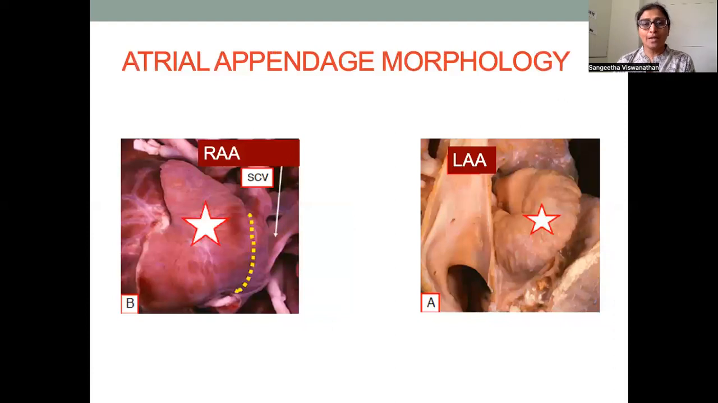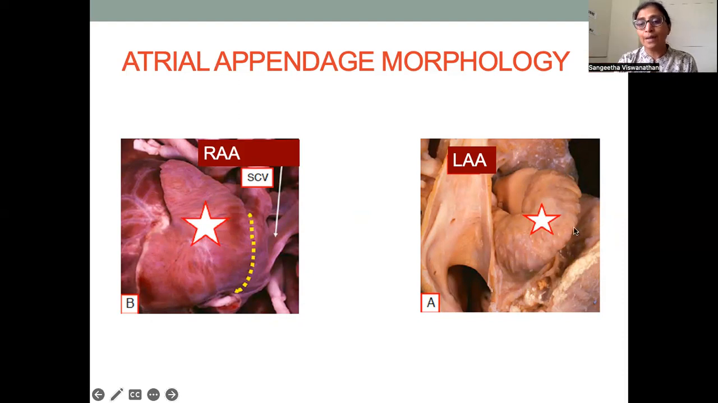Now we talked about the appendage morphology. This is the right atrial appendage, which is broad. And like I told you, when you cut it open inside, it will have pectinate muscles from the tip extending up to the line where it joins the atrium. The left atrial appendage, you can see, is very different. It is finger-like or hook-like.